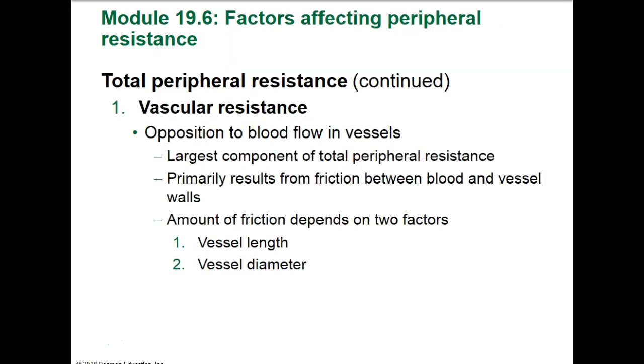So vascular resistance, the opposition to blood flow in the vessels, is the largest component of your total peripheral resistance. And where does that come from? Well, basic friction between the blood and the vessel walls. And that friction is dependent on the vessel length and the vessel diameter.